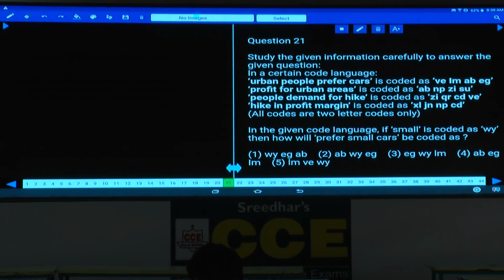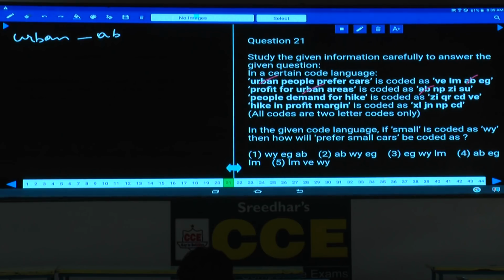Now in the first sentence, there are 4 words: urban people prefer cars, and the second one, profit for urban areas. If you compare the first and the second sentences, what is the word which is common between these two? Urban. Urban is the only word which is common between these two. As urban is common, what is the code common between these two? VELMAB. AB is the code common, and the code to the word urban is AB.